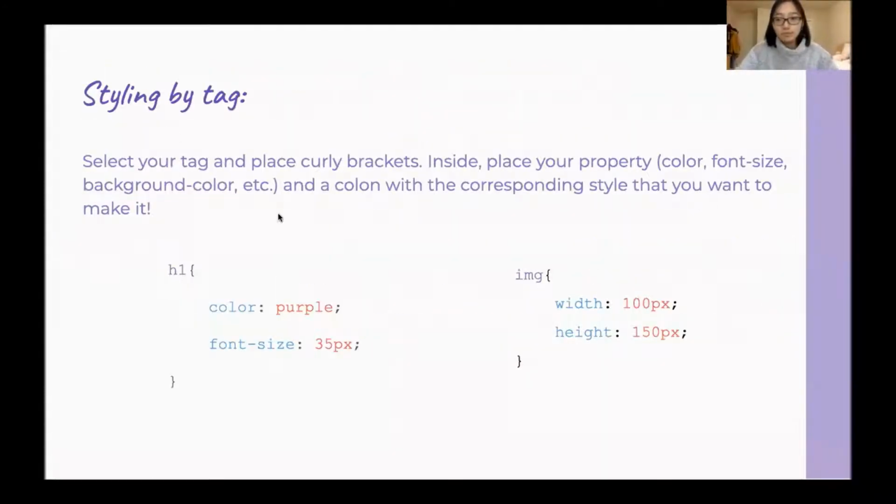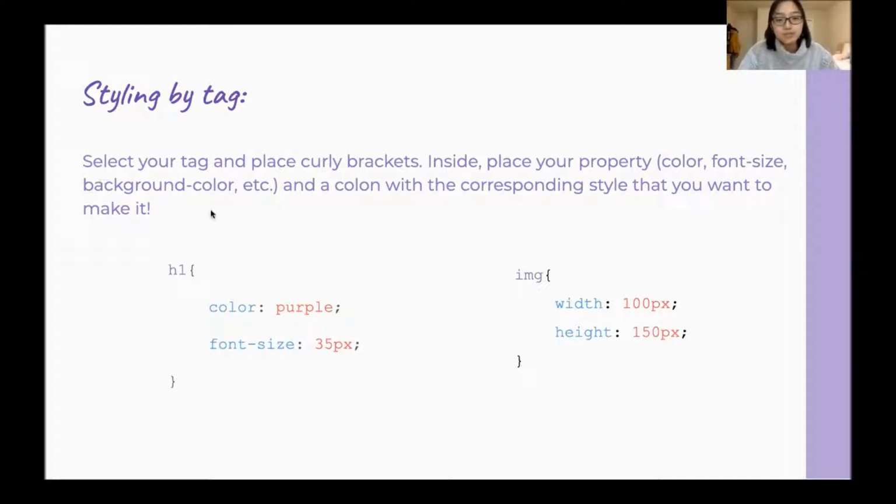So there are a couple of ways to style your HTML. You can style by tag, and this is the most general type of styling. What I mean by general is that there are levels of specificity. I'm not sure if I'm saying that right, but specificness basically, that you can style elements by. So you can style it by tag.